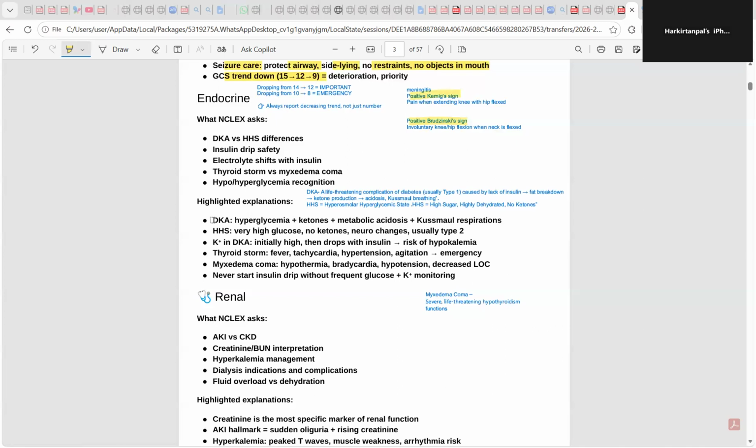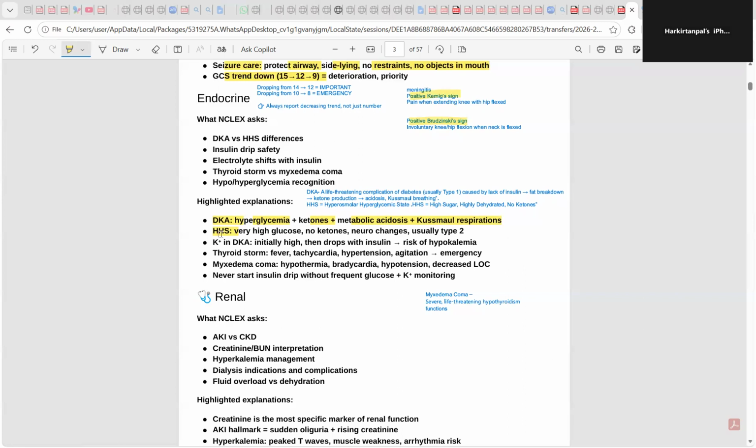In the endocrine system, mainly DKA and hyperosmolar hyperglycemic state. DKA means diabetic ketoacidosis. Diabetic ketoacidosis means there is an uncontrollable blood glucose level, or hyperglycemia, plus ketone bodies. It can lead to what? Accumulation of the ketone bodies can lead to metabolic acidosis along with Kussmaul's respiration. These are the significant symptoms for diabetic ketoacidosis.